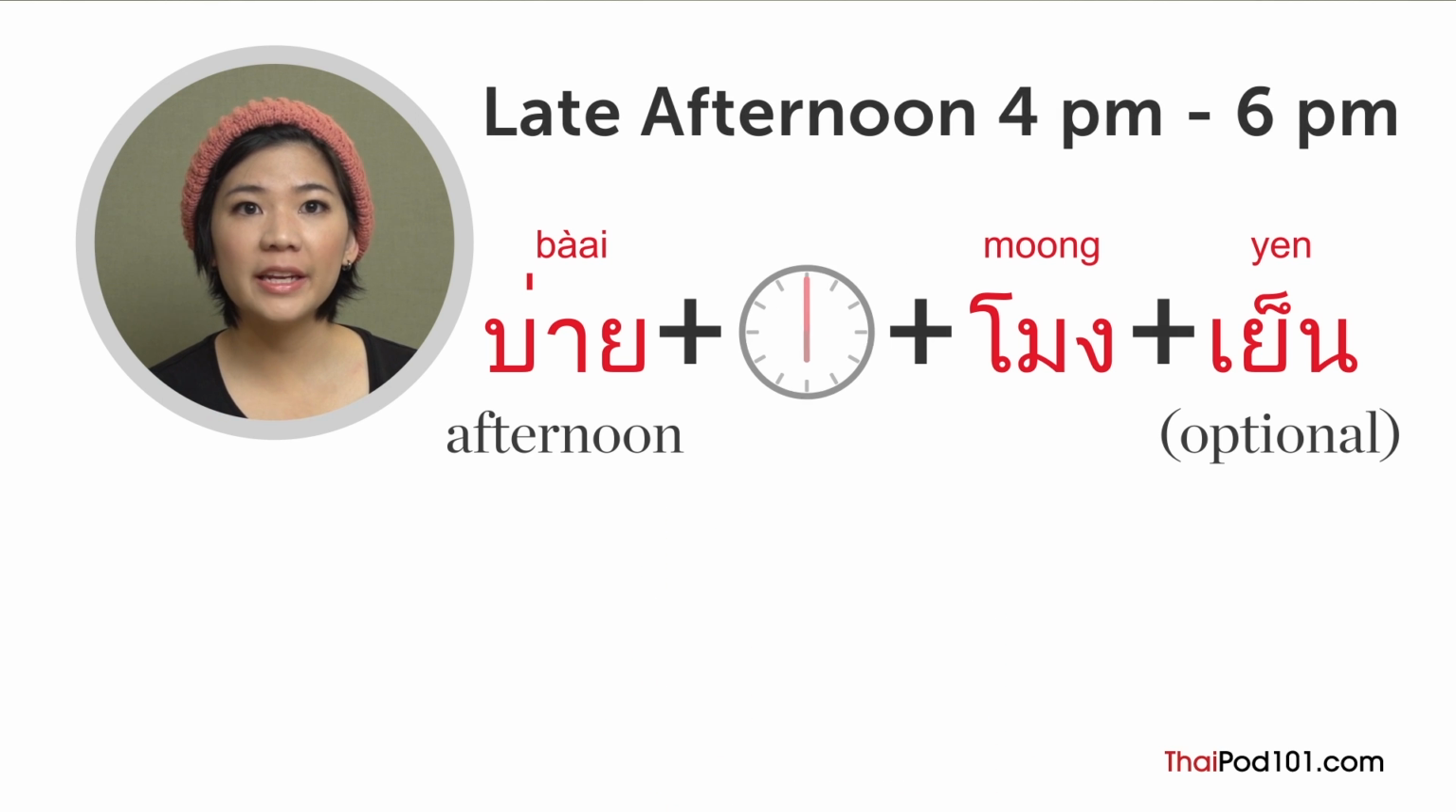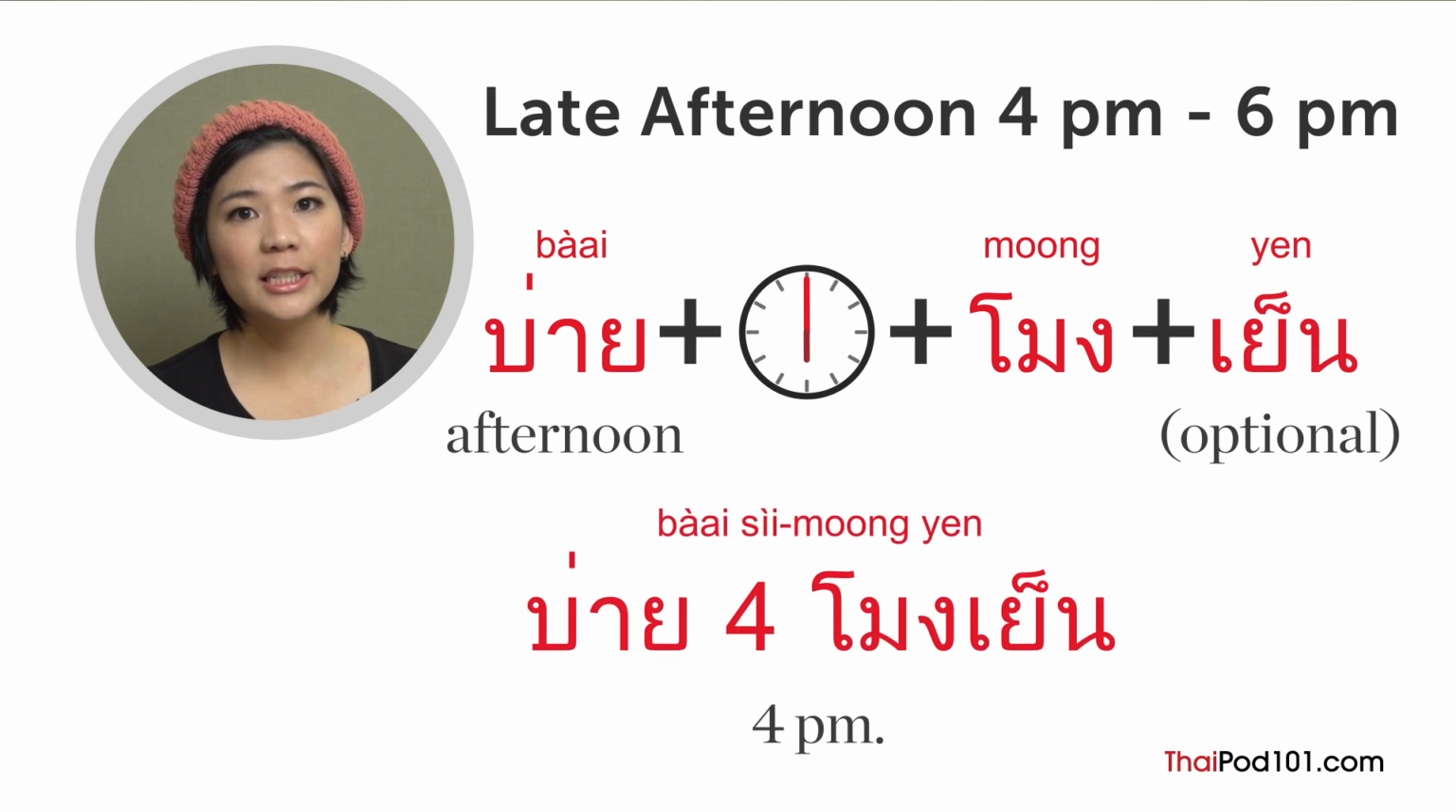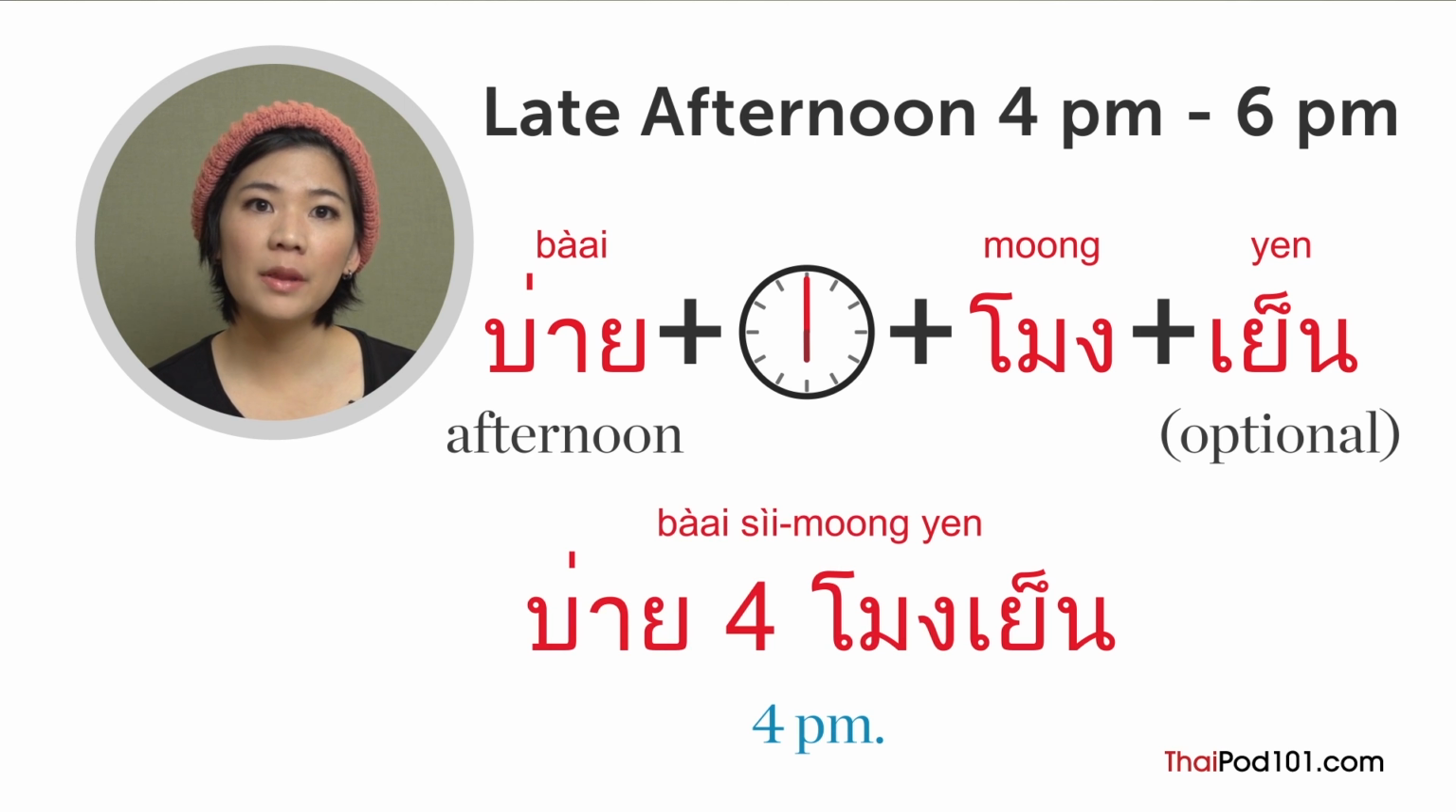Between 4 p.m. and 6 p.m., similar to the afternoon, you can choose to put เย็น at the end. This will be บ่าย 4 โมงเย็น, 4 p.m. Again, เย็น is optional. If you say บ่าย 4 โมง, or 4 p.m., by itself, people will still understand you mean 4 p.m.